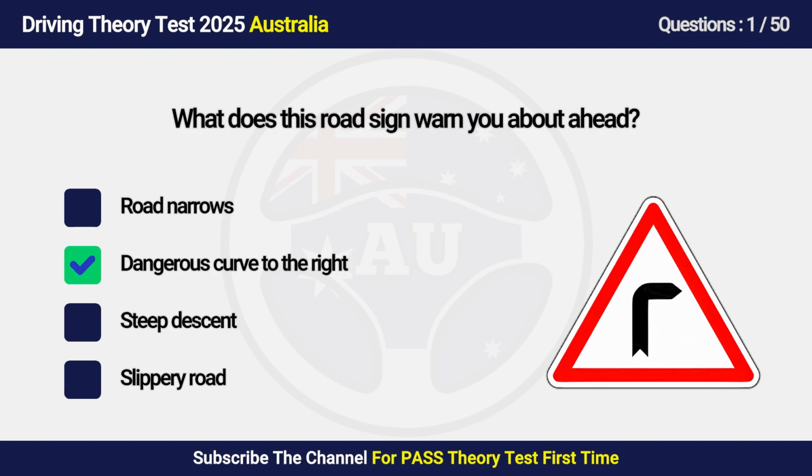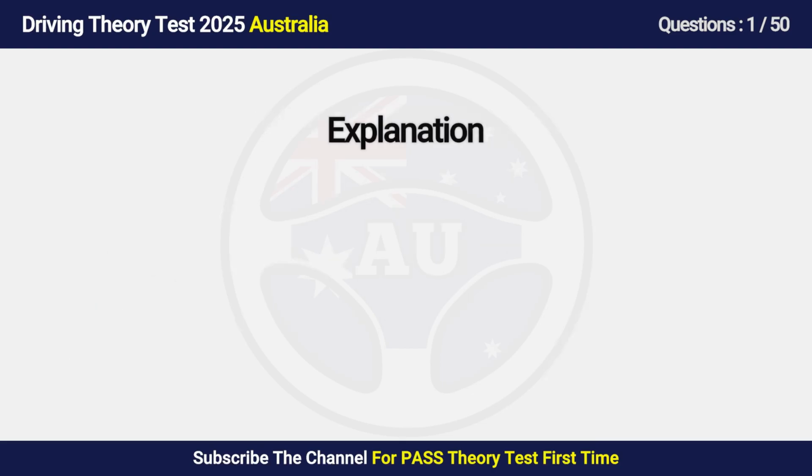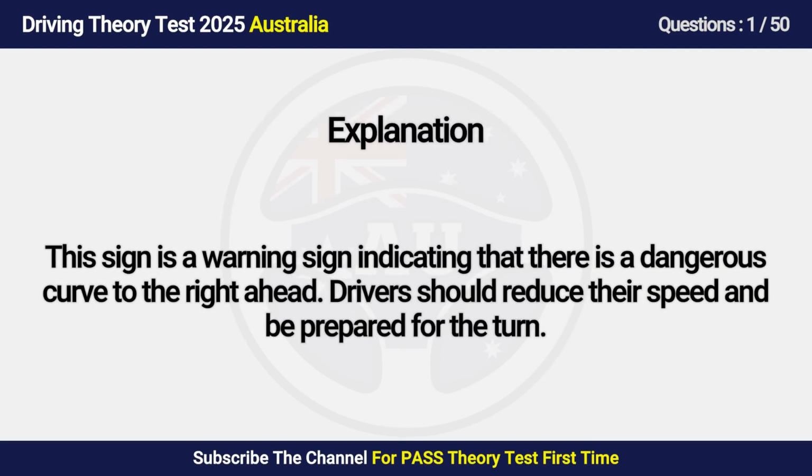Answer is B. Dangerous curve to the right. This sign is a warning sign, indicating that there is a dangerous curve to the right ahead. Drivers should reduce their speed and be prepared for the turn.